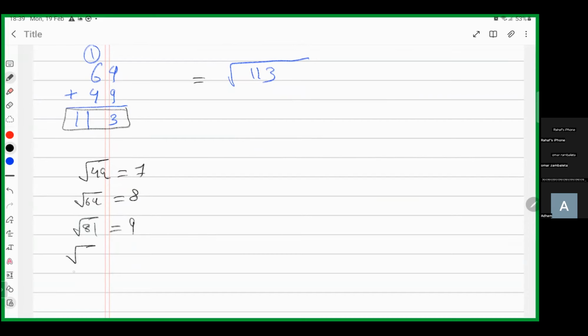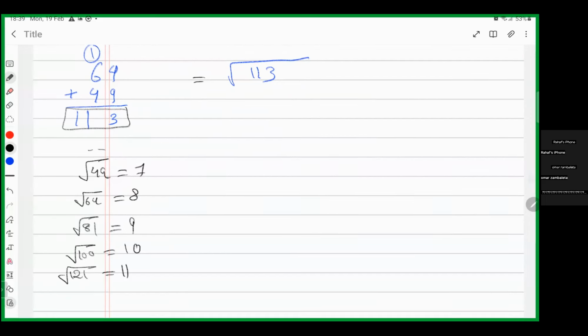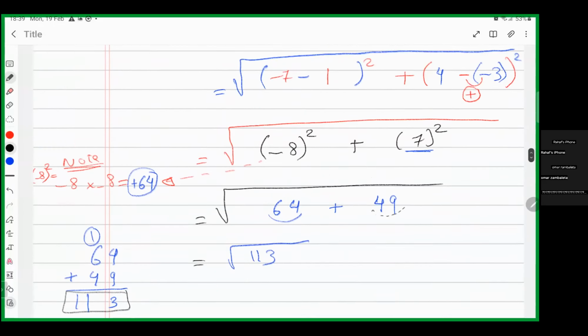The square root of 81 is 9, because 9 times 9 is 81. The square root of 100 is 10. The square root of 121 is 11. You will find one of these perfect squares. Any of these square roots. Okay, so any questions on the distance?